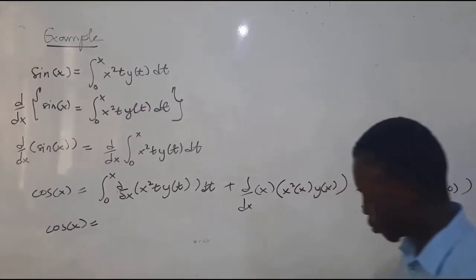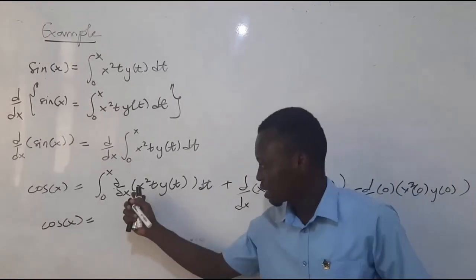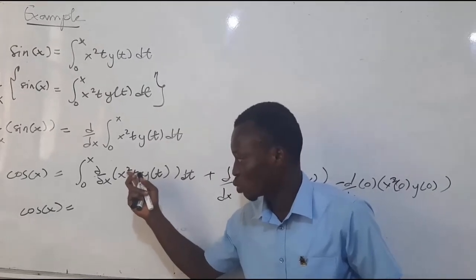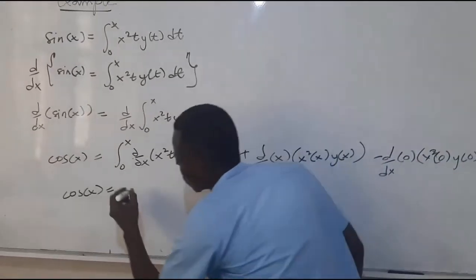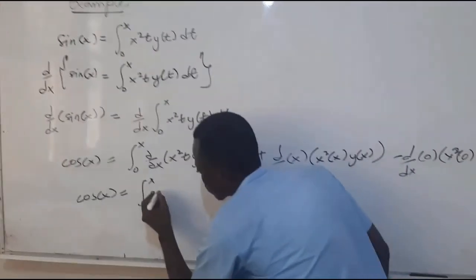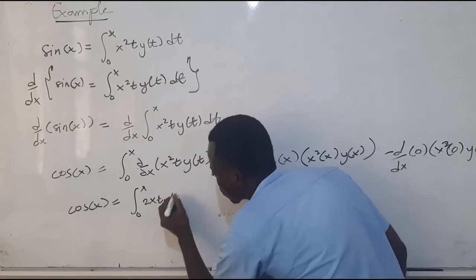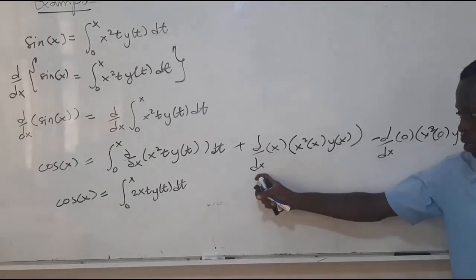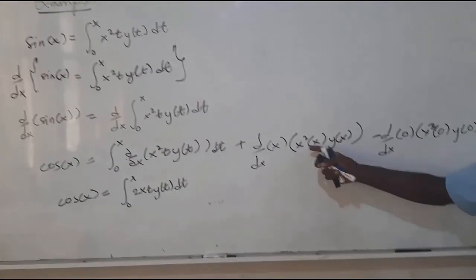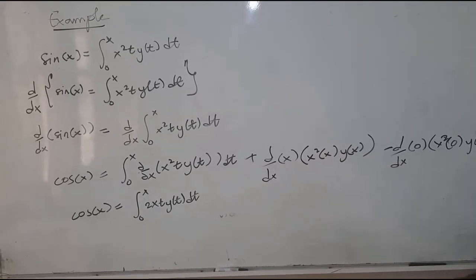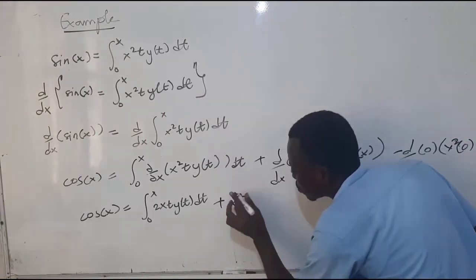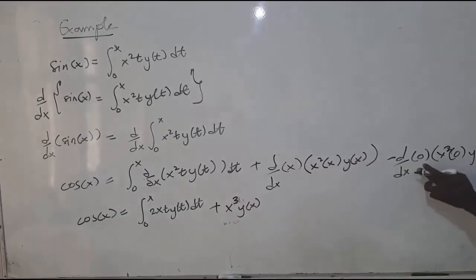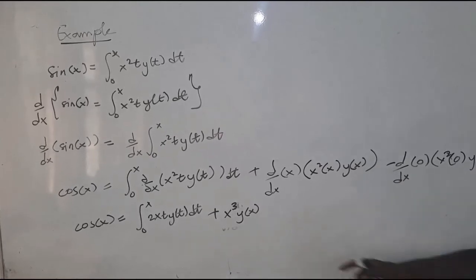Now, cos s will be equal to, if we differentiate this side with respect to s, we're going to get, if we differentiate s raised to the power 2, we're going to get 2s. If we differentiate the s here, we're going to get 1. So what remains is s squared times s, which gives me s cubed, y of s. Now here is 0, all of this becomes 0. So this is what we are having.